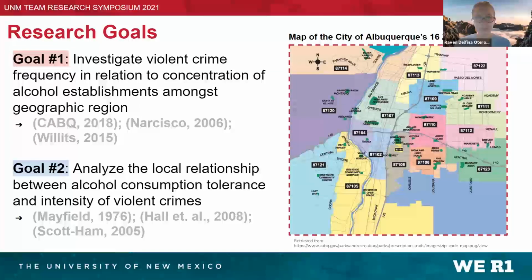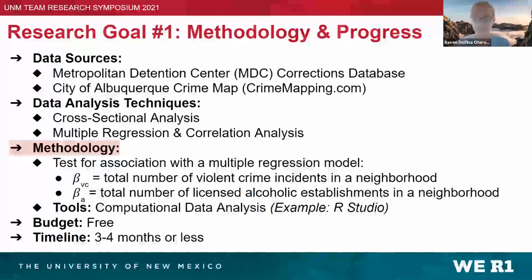For our first research goal methodology, we will export violent crime incidents and zip code data from the Metropolitan Detention Center Corrections Database and the City of Albuquerque Crime Map. By merging these data sets, the likelihood of false reporting is decreased, such as where a violent crime is reported, but it never actually happened. Cross-sectional analysis will then be conducted. Potential parameters of the model are briefly described below as beta coefficients and include violent crime and alcohol factors. Other factors such as violent crime type, sex, age, gender, and ethnicity may also be added if available.